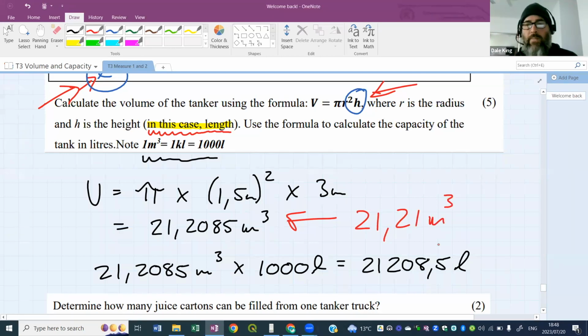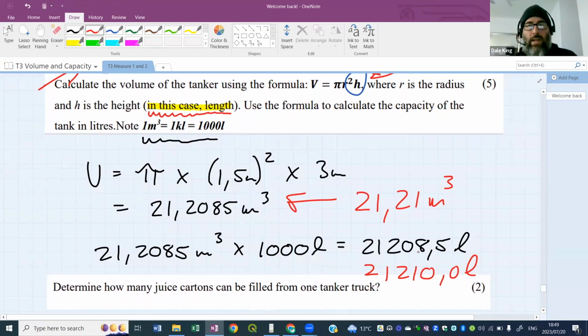meters cubed. If you did that, your answer at the end would be 21210,0 liters, which is different to 21208,5 liters, and not a little bit different. It's actually quite a lot. You are 1.5 liters off. Some of you might have done that, and you might actually get the answer wrong. You might lose a mark because you rounded off during the question. You only round off at the end of a question.